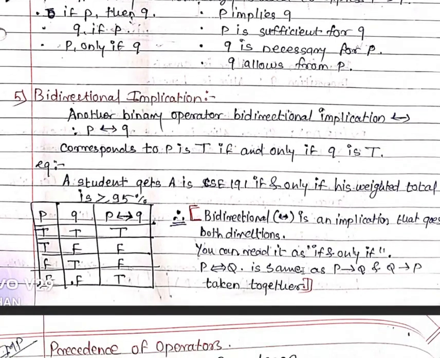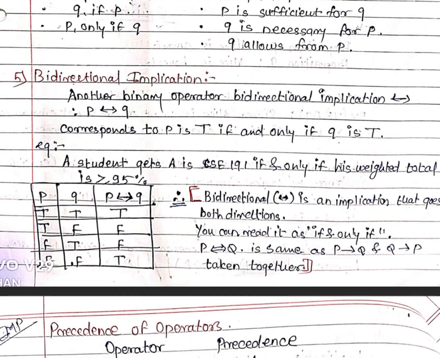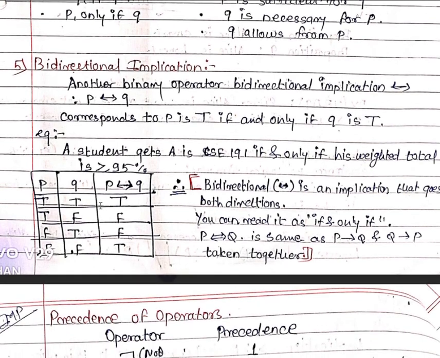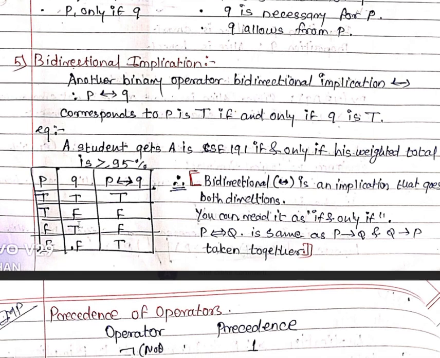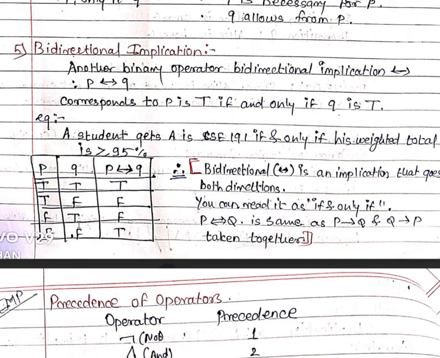The next type is bidirectional implication. Another binary operator, bidirectional implication, is represented with a double arrow. It corresponds to P is true if and only if Q is true. It is also called the if and only if operator. In this case, as we can see in the truth table, if P and Q both are true, then the output is true. Similarly, if P and Q both are false, then the output is also true. In the remaining both conditions, the output is false.